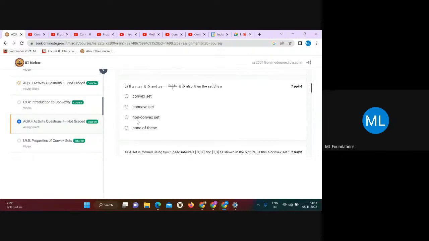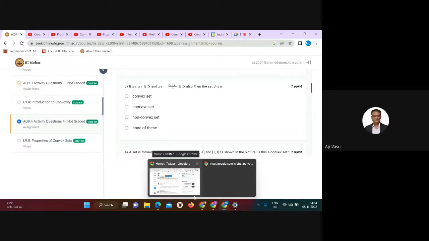Okay, so this problem, third one: x1 and x2 belong to S. So S is simply, you can expect this is a convex set. No, this is not written here. Okay, so if x1 and x2 belong to some set S, and x3 is 0.5 times x1 plus 0.5 times x2, that also belongs to S, then S is what? Can somebody tell me with the explanation? How come it is a convex set, and why is it not, if you're saying it's not a convex set?